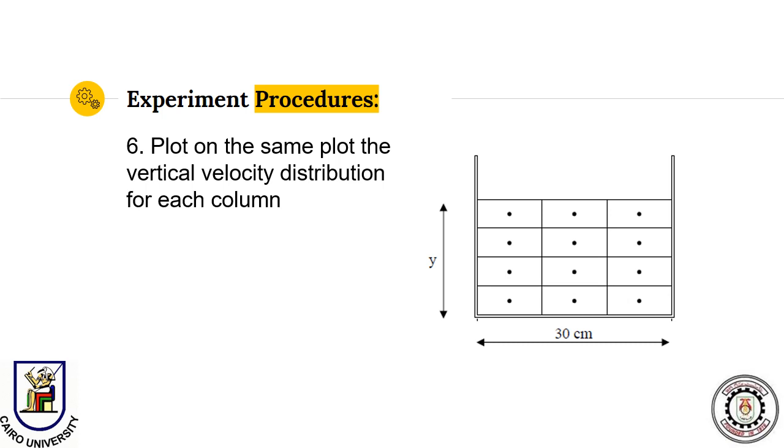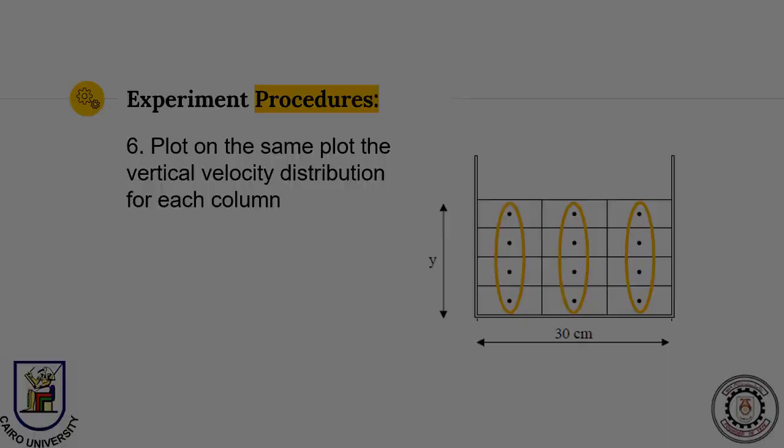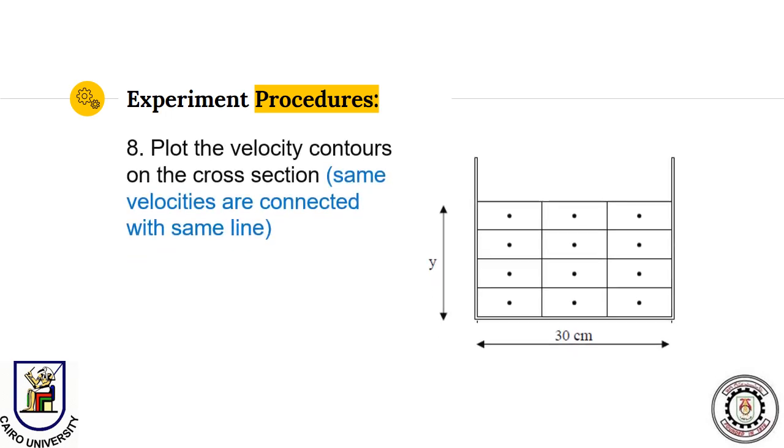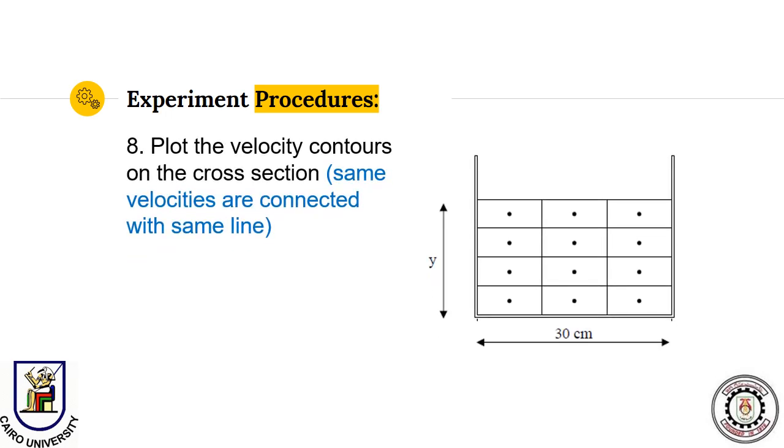6. Plot on the same plot the vertical velocity distribution for each column. 7. Plot on the same plot the horizontal velocity distribution for each row. 8. Plot the velocity contours on the cross-section. Same velocities are connected with the same line.